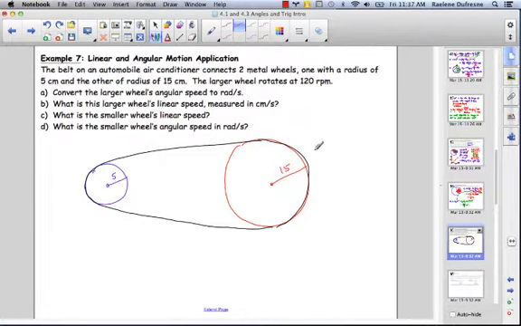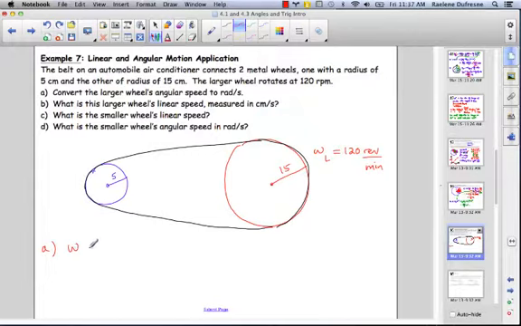And so we know that for the red wheel, let me call it omega for the larger wheel, is equal to 120 rev per minute. We really should get in the habit of converting non-SI units, non-radian angles, into radians straight away before we do anything else. Sometimes the question will ask that, but not usually. So we want to know what is the larger wheel's angular speed in radians per second.